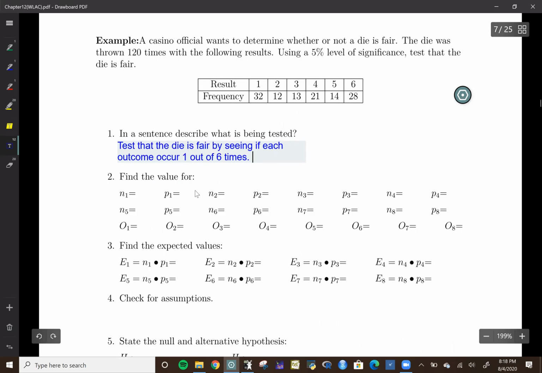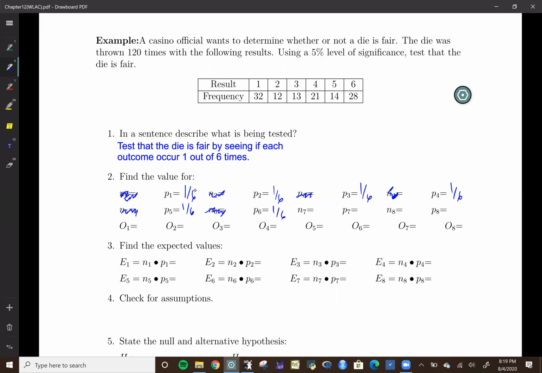All right, so once again, let's go ahead and do P1, P2, P3, P4, P5, and P6. All of these should be 1 out of 6, because for this one, we're just using logic. Since a die has 6 sides, and each side should be equally likely to occur, the probability that it will land on any side should be 1 out of 6.